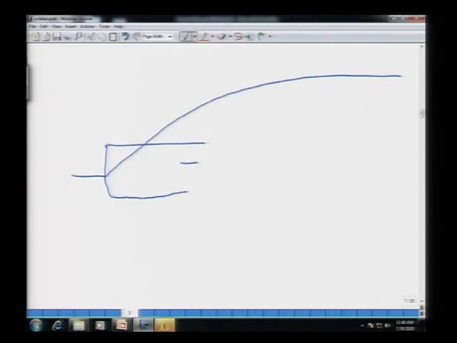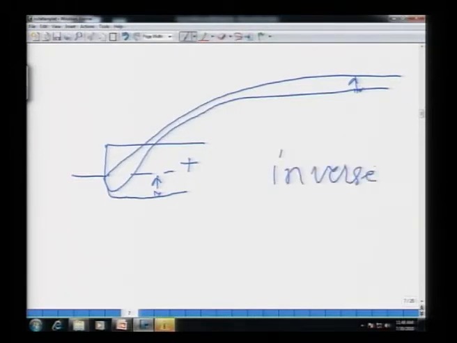When you add these two up, the overall response would look something like this. You know, this difference would be whatever this gain is, right. So, this is how an inverse response is modeled as lags in parallel.